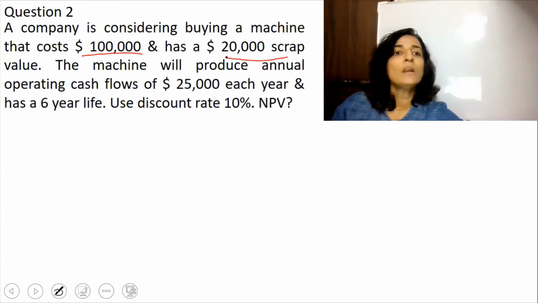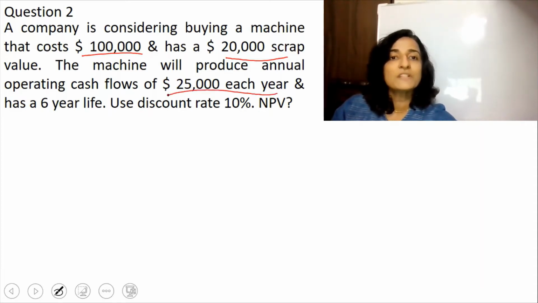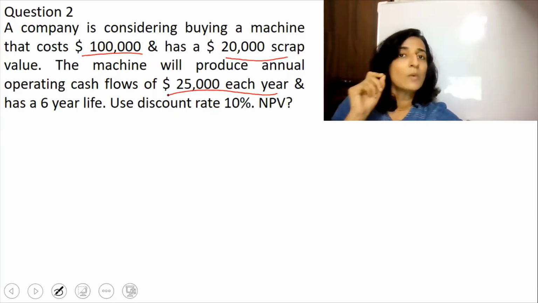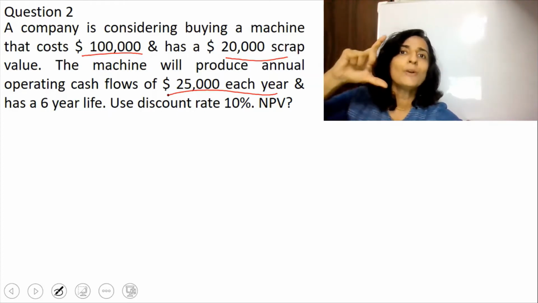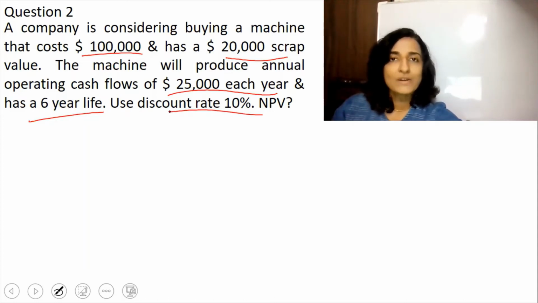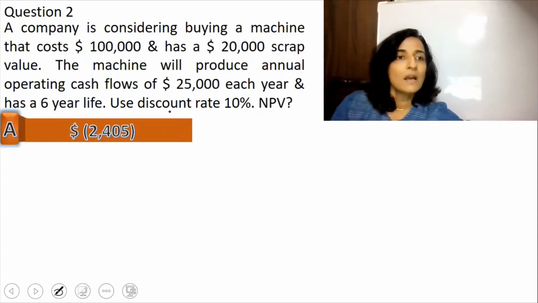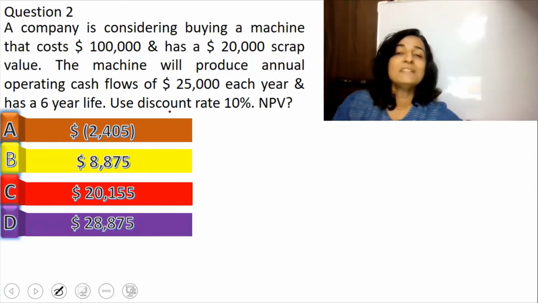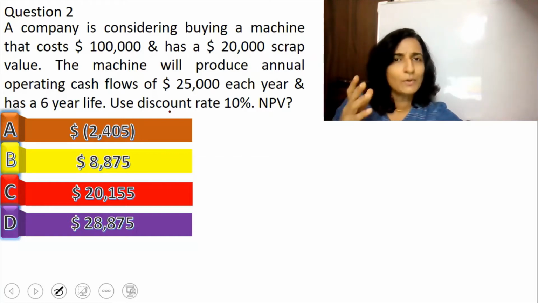The machine will produce annual operating cash flows of $25,000 each year. See this? 25,000 each year. It's an identical cash inflow that's going to happen, which means that you can refer to the annuity table, or you could add the discount factors from the PV table. And it has a 6-year life. Use discount rate at the rate of 10%. What is NPV? The options are option A, negative 2,405, option B, 8,875, option C, 20,155, and option D, 28,875. Those of you who know how to tackle this problem, I want you to write the table and tell me the answer. Pause the video and try it on your own.